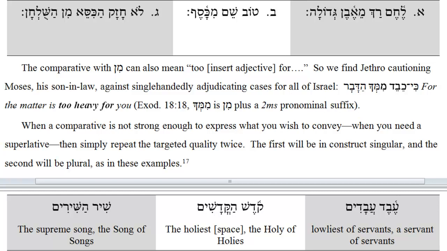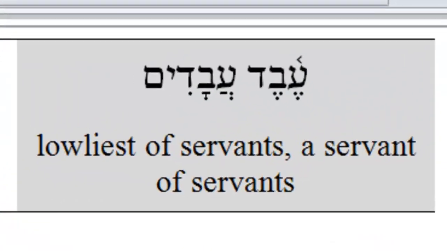Eved avadim, literally, a servant of servants. Notice the repetition of eved, but the first is in construct to the second. First is singular, the second is plural. Eved avadim, a servant of servants, literally, but more smoothly, a lowliest of servants.